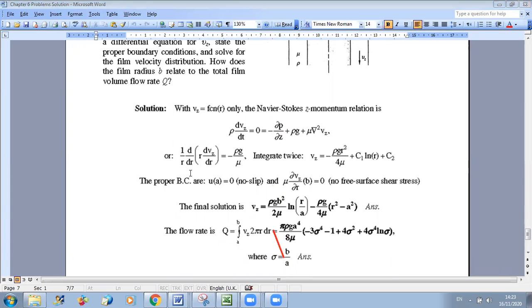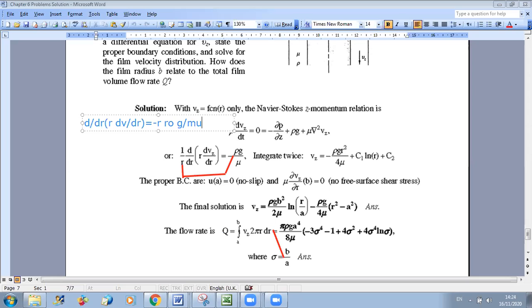So let us do it here. First, to be able to integrate the first time, I will take R to this side. So I will multiply this term by R. So I get d by dr of the function R dVz by dr is equal to minus R times rho G over mu.